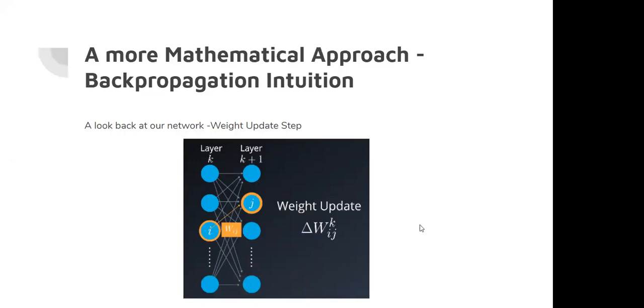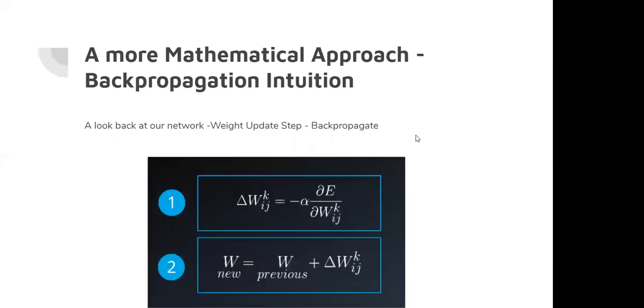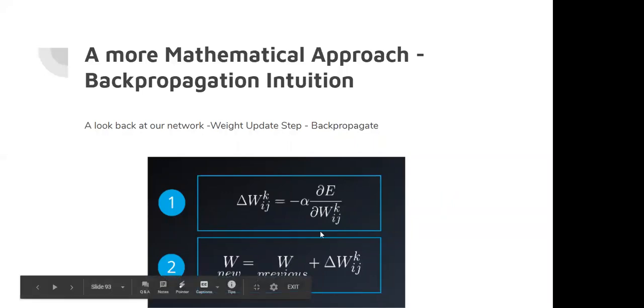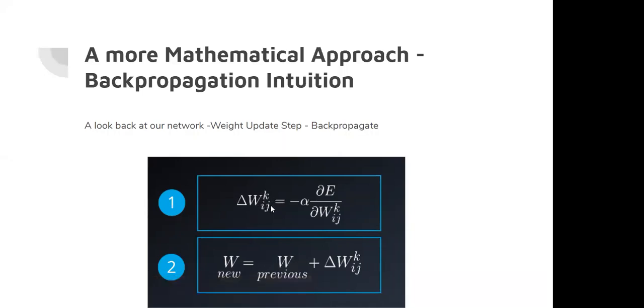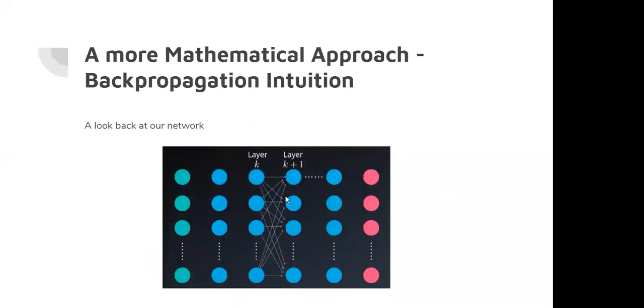This delta W K, just ignore this Kij. Just try to understand how you're going to update this weight between these two layers. The way to update these weights is you calculate how error is changing with respect to this weight, and then you calculate this delta W, and you update your new weight like this: W previous plus delta W. These subscripts and superscripts just make everything look a lot more complex, but what we are doing is exactly this.